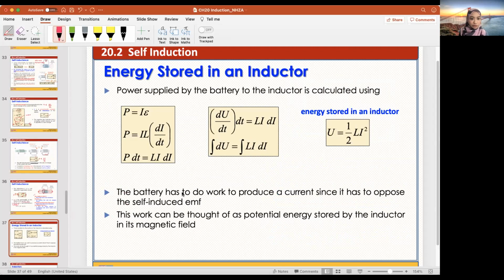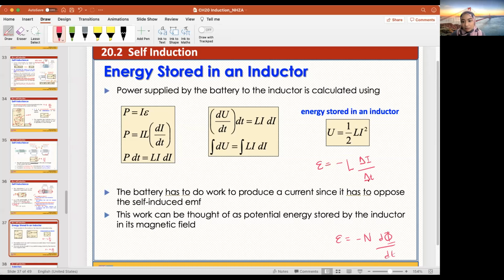Okay, moving on. So kita dah cakap, what have we talked about so far? We talked about EMF, which is minus N delta I over delta T. And we know that this is specifically for self-induced EMF. Kalau kita cakap pasal induced EMF in general, this equation is the one to go for.